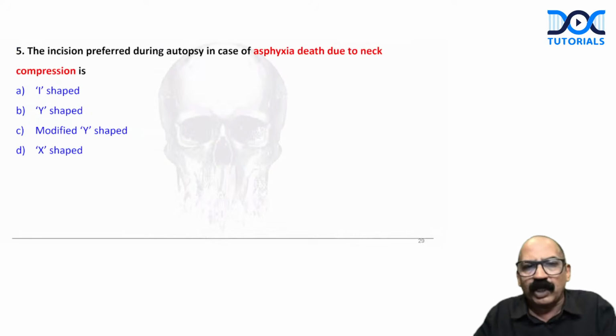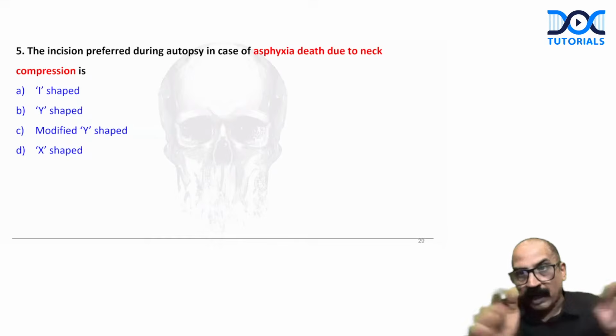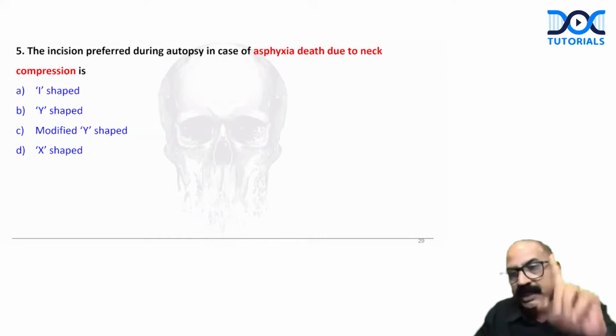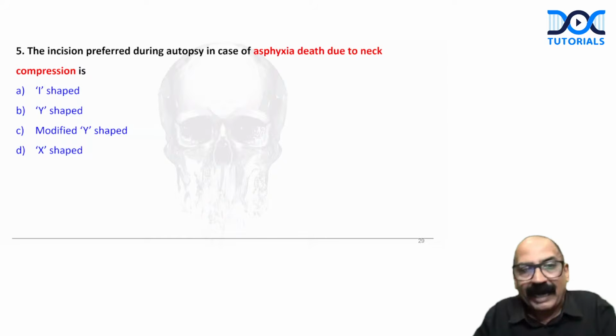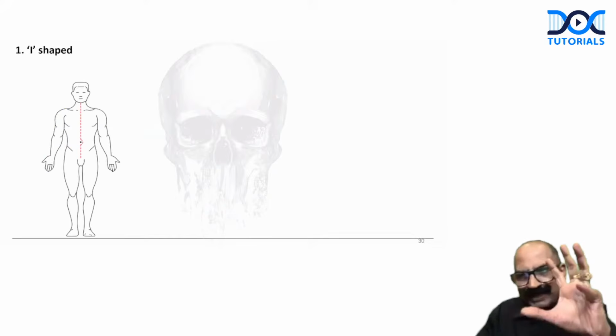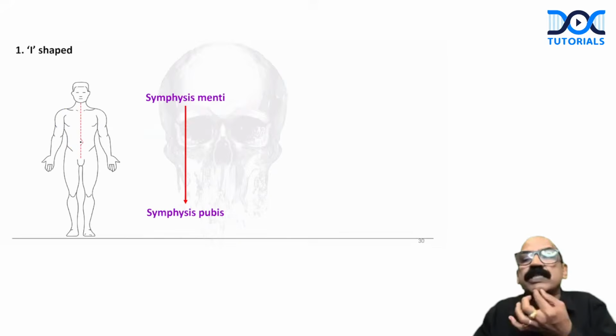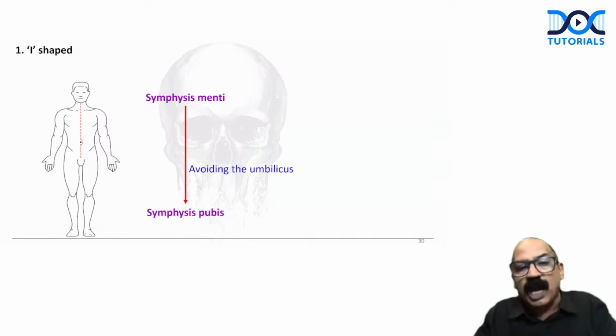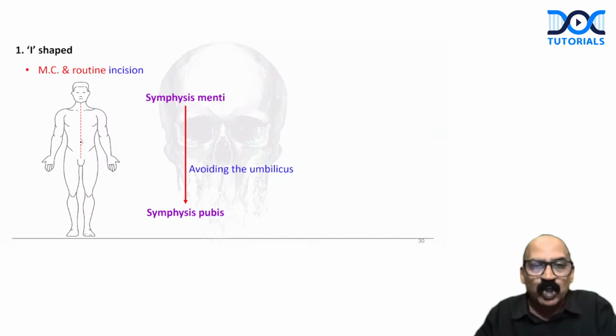What incision is preferred during autopsy in case of asphyxia death due to neck compression? Here again, many teachers are teaching wrongly, but I give you a proper reference from one standard Indian textbook and one Bernard Knight. Okay. Look here, the most common incision is I-shaped, from symphysis menti to symphysis pubis, avoiding the umbilicus. It is the most common and routine incision.